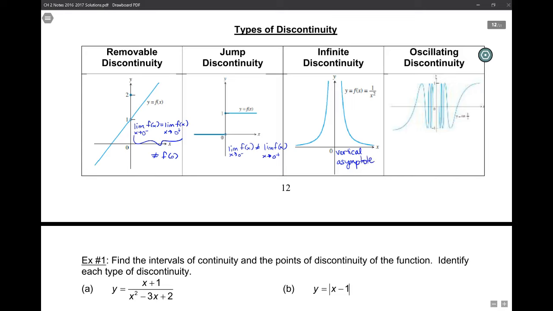So this is when your left or your right goes to infinity. Good? And we want to be able to tell the difference between the three. Can you just see them? Yes, if you graph them.